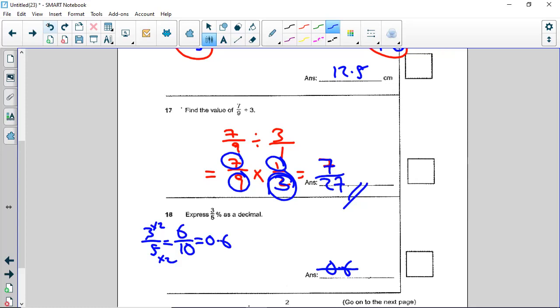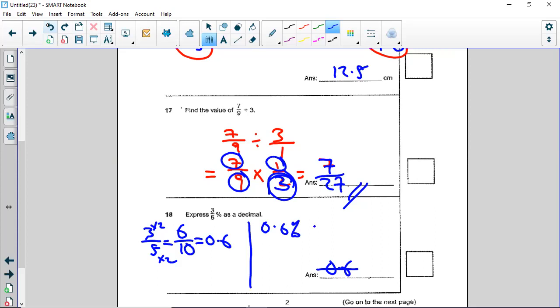But that's not your answer. Why is it not your answer? Because it is still 0.6%. It is still in percentage. You did not change it totally into decimal. Your decimal cannot have a symbol, cannot have the percentage symbol.